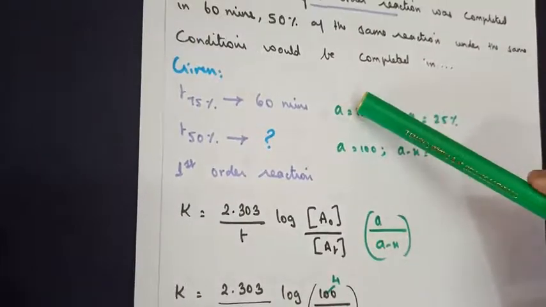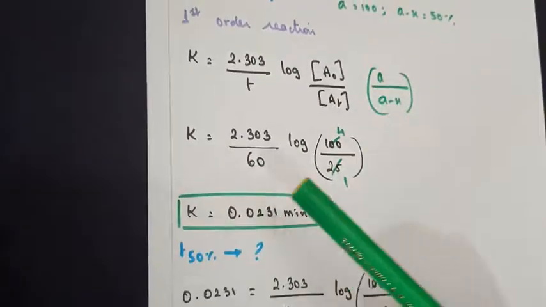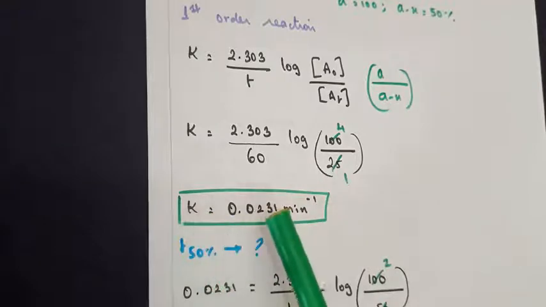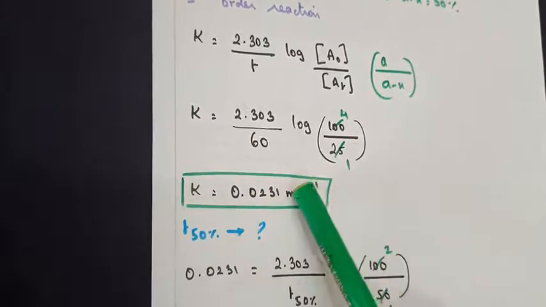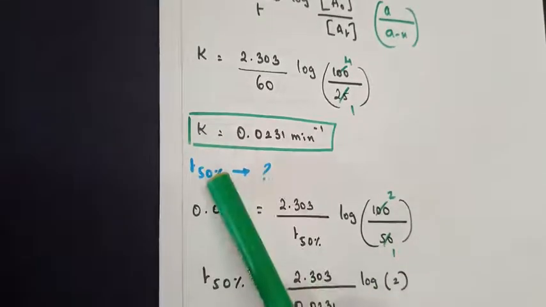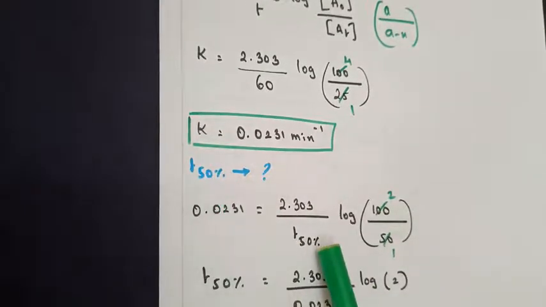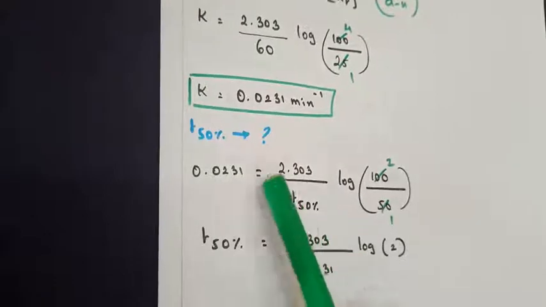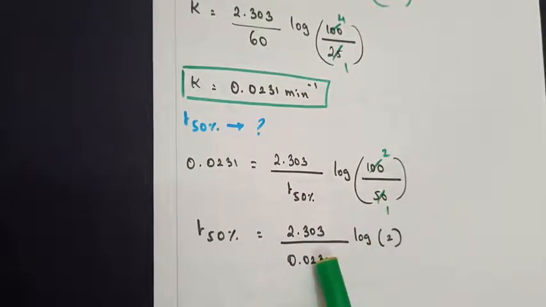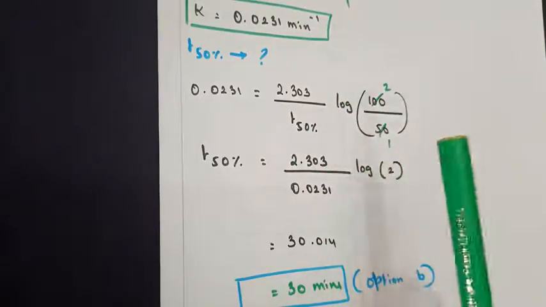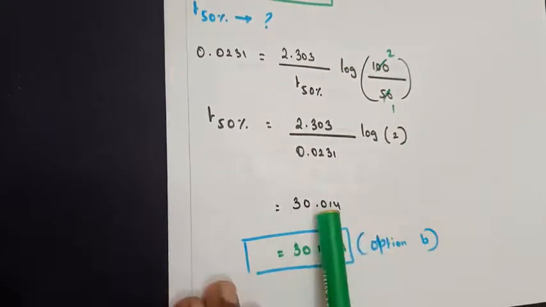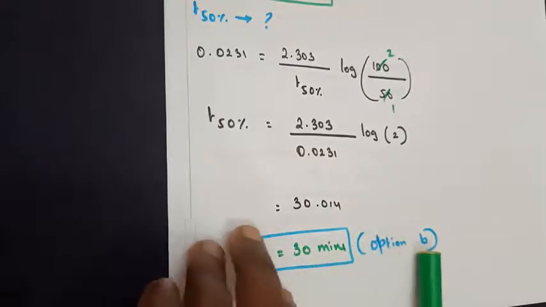Based on the first condition, substitute, and you get the value k equals 0.0231 minute inverse. Based on this k value, calculate the time required for t 50%. All you have to do is interchange the values, you get it here. When you simplify, you get log 2. Here again find the log, substitute the values, and you get 30.014, which can be rounded off and taken to be 30 minutes. Hence option B is the answer.